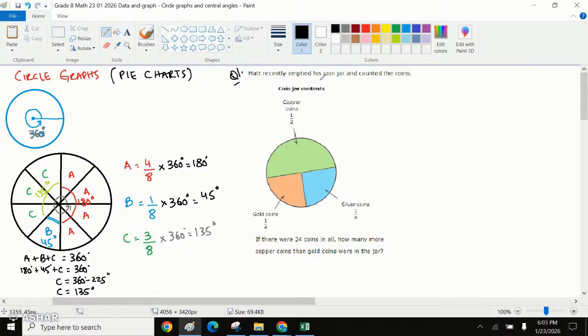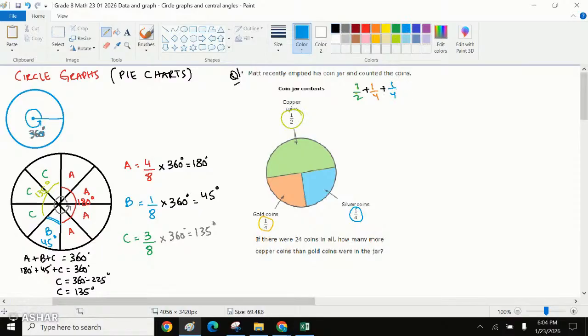Matt recently emptied his coin jar and counted the coins, right? So half of his coins were copper coins, 1/4 of the coins were gold coins, and 1/4 of the coins were silver coins, right? We can always confirm, that means half was copper plus 1/4 was gold plus 1/4 was silver, right?